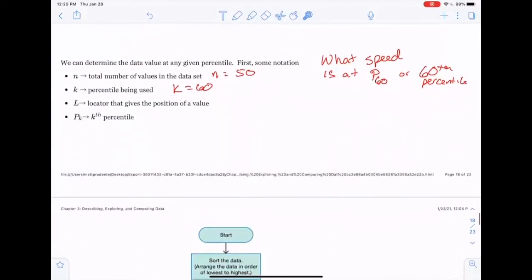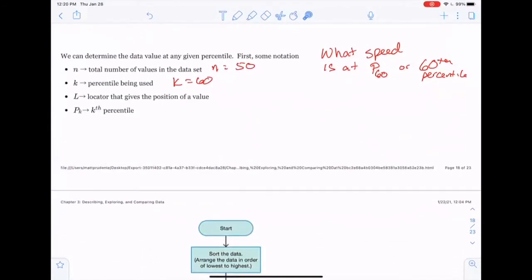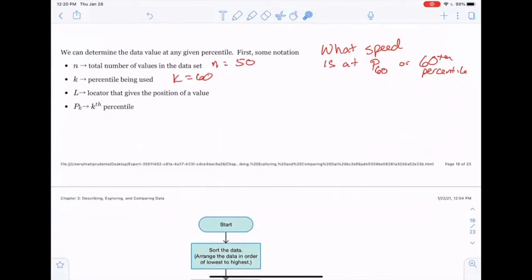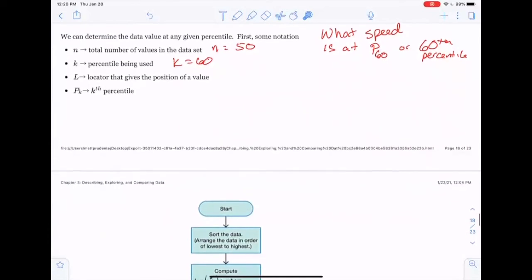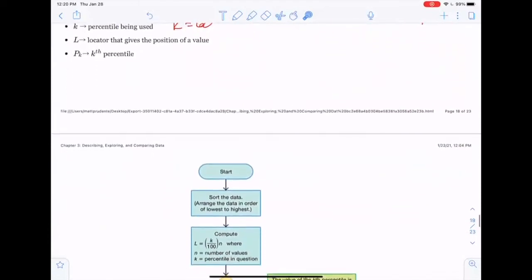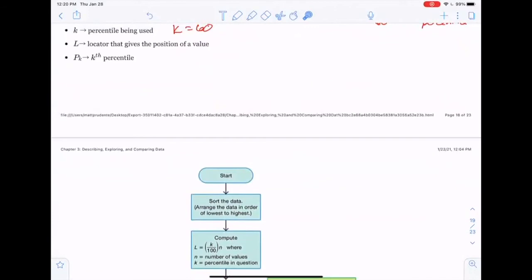So let's look at this flow chart. We'll go step by step so it's not so overwhelming. Again, to start, we're going to sort the data. That's already done for us. The formula we're going to compute that uses those three things is this. We're going to compute L equals K divided by 100 times N. The location of our percentile is going to be the percentile value, so the 60th percentile in this case, divided by 100 times N.